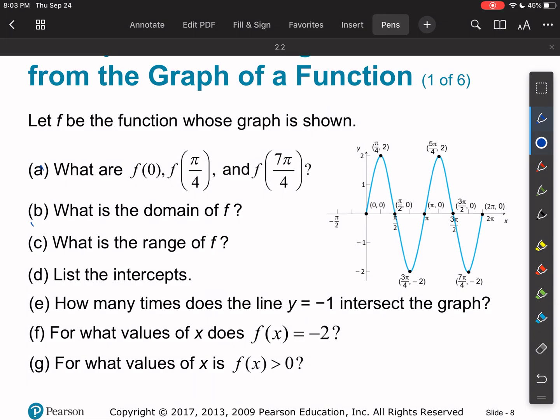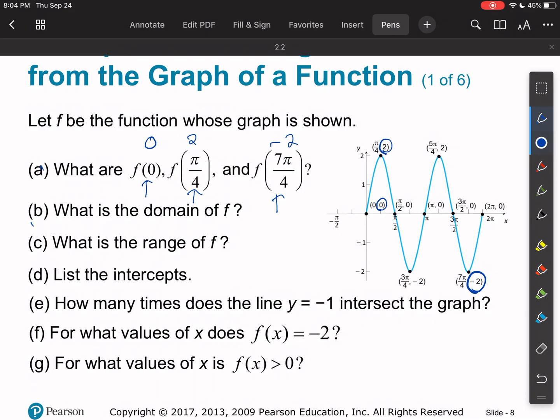Should be pretty simple. So for part A, it says what are f of 0, f of pi over 4, and f of 7 pi over 4. What this is saying is these are x values, right? So what is the function evaluated at 0? So if we look at 0, f of 0, it's just going to be the y value. The y value is the evaluation. So f of 0 would be 0. f of pi over 4 gives us a y value of 2. Okay, and then f of 7 pi over 4 gives us the y value of negative 2.